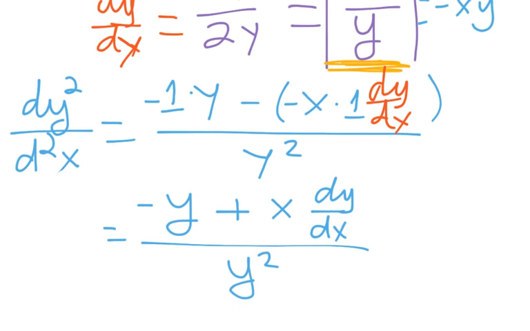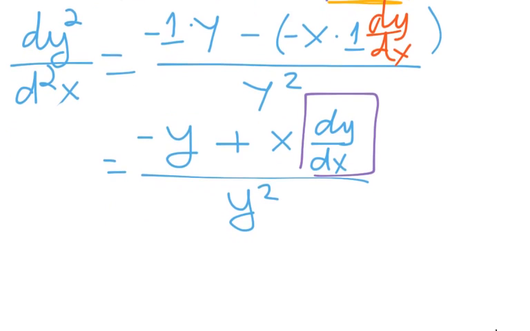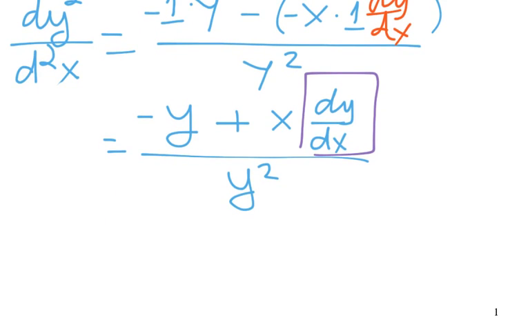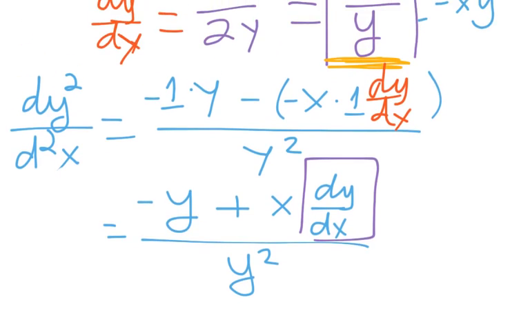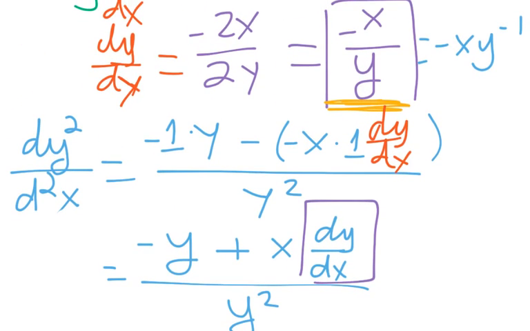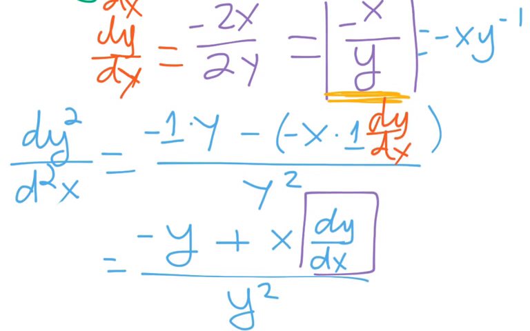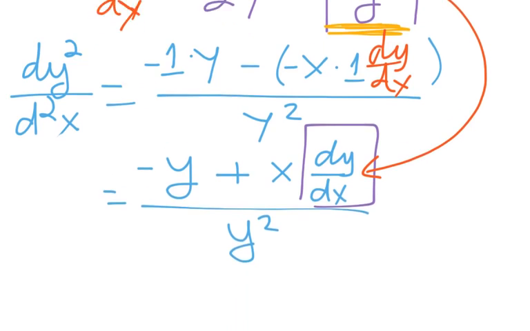So the problem is we have this dy over dx right here. We cannot leave it there. We need to do something with it. And this is the Algebra 2, pre-calc skill that you need to pull back: substitution, right? If you go back, dy over dx is negative x over y. So that's what we're going to do. We're replacing the dy over dx.